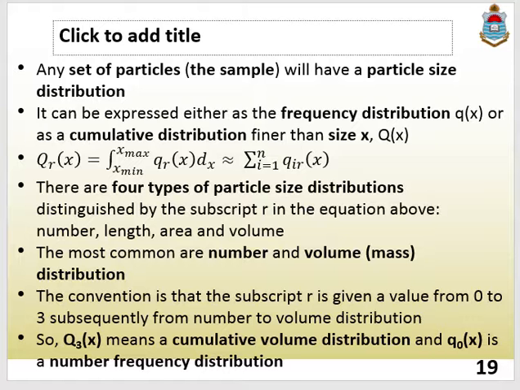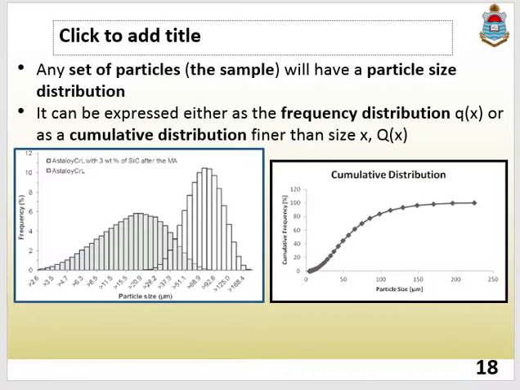So in frequency distribution we take each size range individually and discuss the number of particles, length of particles, area of particles, or volume of particles in that particular size range. And from there we get the frequency plots like this one being shown on the left side.